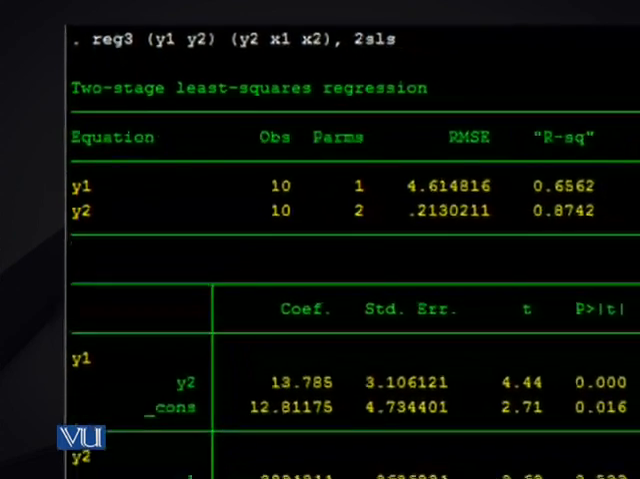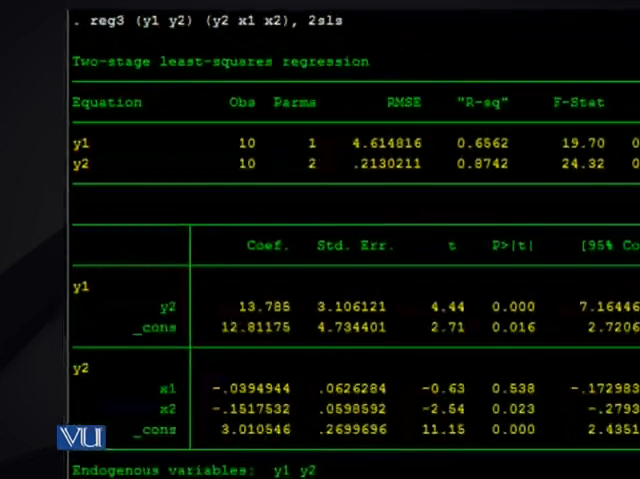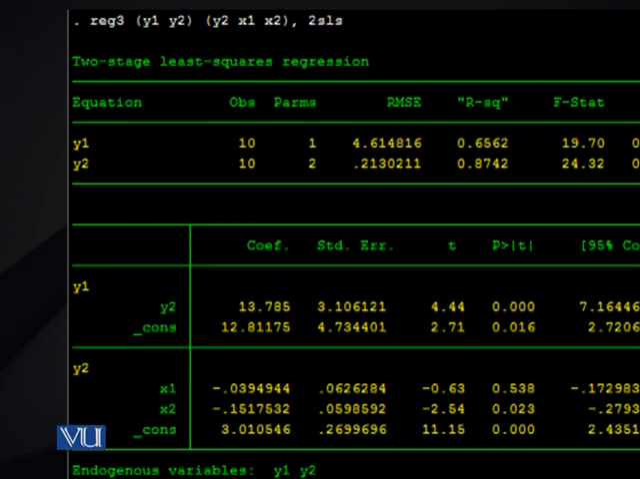So in the first part of this result, you have equations y1 and y2. This shows that we had two equations, which also shows that y1 and y2 are endogenous. You have 10 observations. You have one parameter in the equation y1 and two in the equation y2. You have the root mean square error, the R square, the F statistic, and the P values, which you know from regression. They have the same meaning.